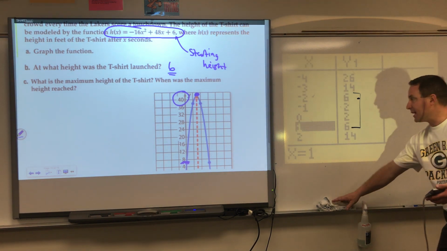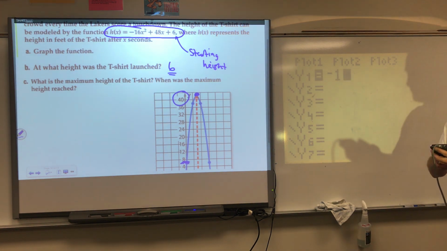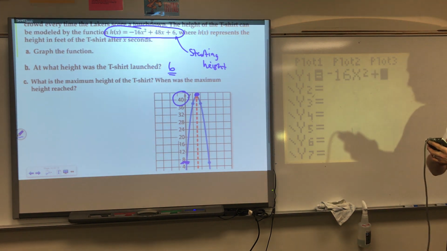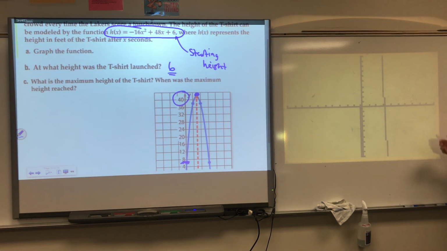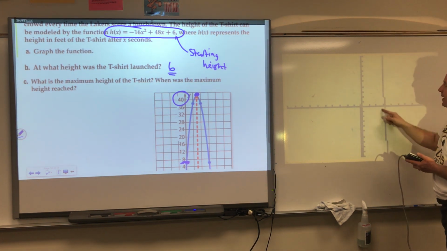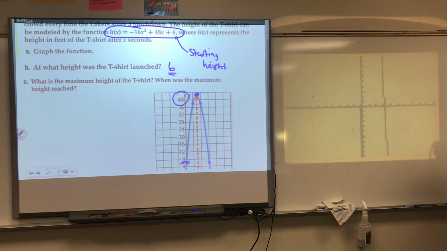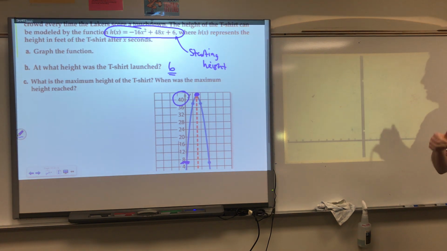So I'm going to go back here to y equals real quick. I'm going to type in that equation: negative 16x squared plus 48x plus 6. And like I said before, if I graph it, I don't see very much there. Can't see anything. But it started here at 6. It actually went up, and then it's coming back down right here. I think it's a good idea to adjust your window every time so you can see the point. And like I said, the y maximum, I'm going to make up. I'm going to go up to 50. Let's see what that looks like. There, I can see it.